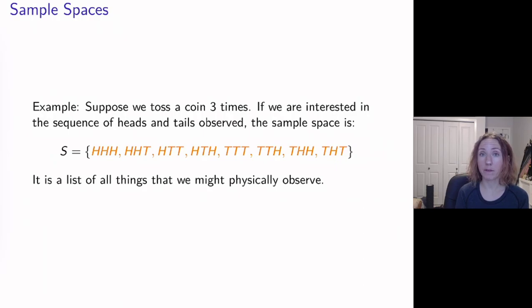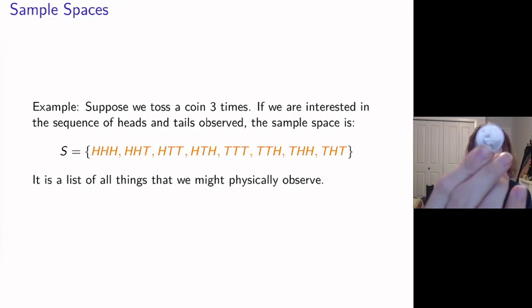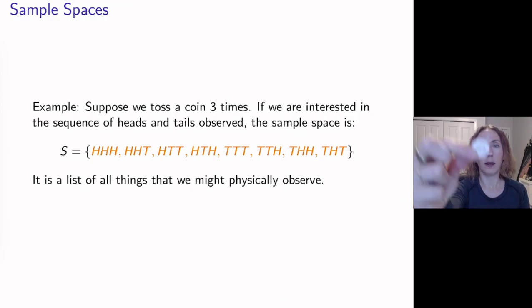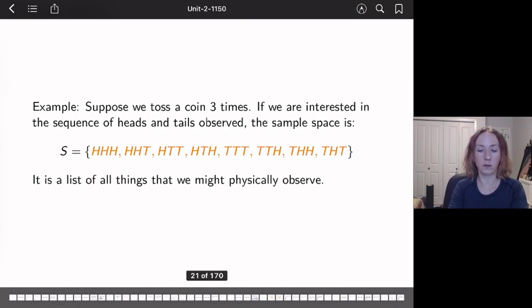So, for example, a very simple chance experiment would be tossing a coin 3 times. Here I have a coin. It has 2 sides to it. It has the head side and it has the tail side. I'm going to flip my coin and we will get tails, tails, heads. So I said out loud, tails, tails, heads.